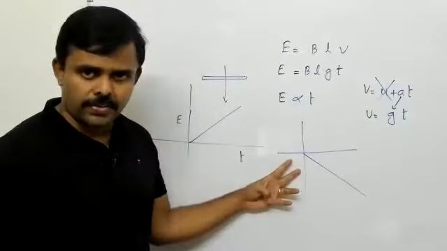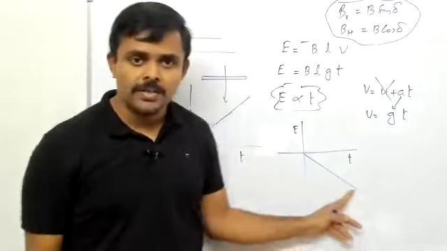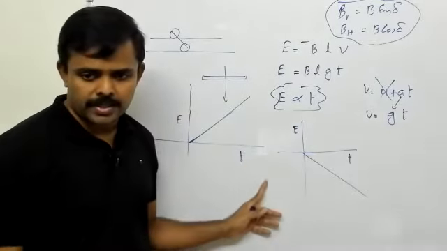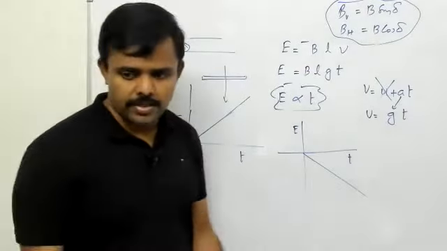B is a constant, L is a constant, G is a constant. So E is proportional to time. Since it is direct proportionality, the graph must be a straight line. If you draw the graph of E against time, it is a straight line. In some textbooks they have given this graph. Don't be worried about it, because in some cases it will be minus BLV, depending upon the direction in which the conductor is moving. So it can be minus T. That is why the graph is in the fourth quadrant. Anyway, the graph is a straight line. Did you understand?